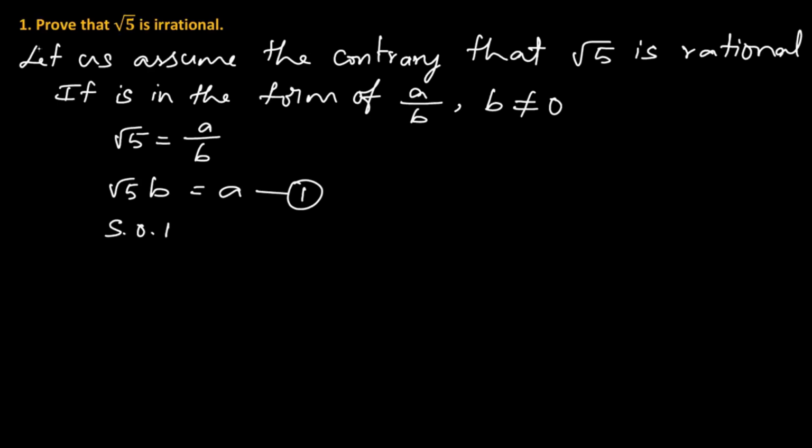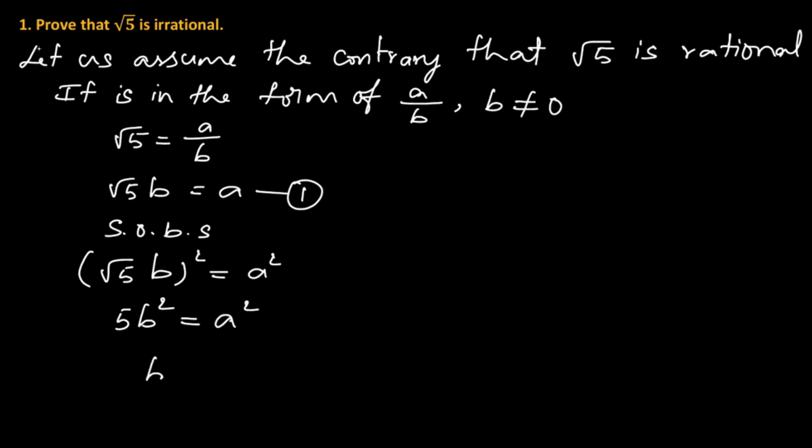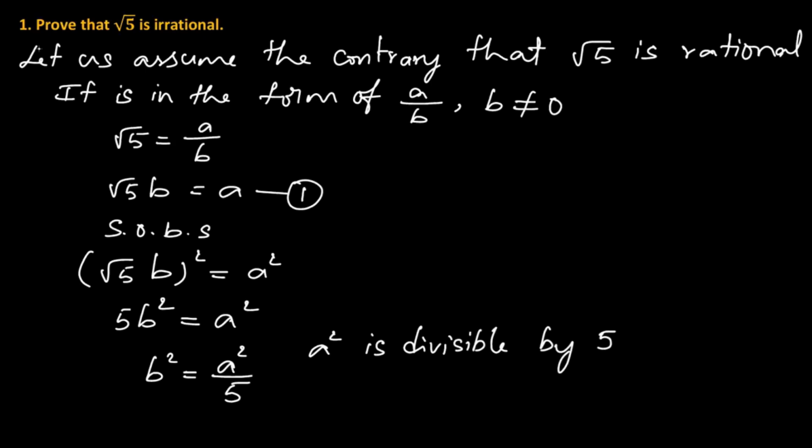Squaring on both sides. Root 5 into b whole square is equal to a square. So square and root will be cancelled, and it will become 5b square, which is equal to a square. Now b square is equal to a square divided by 5. So clearly we can see a square is divisible by 5. If a square is divisible by 5, definitely a is also divisible by 5.